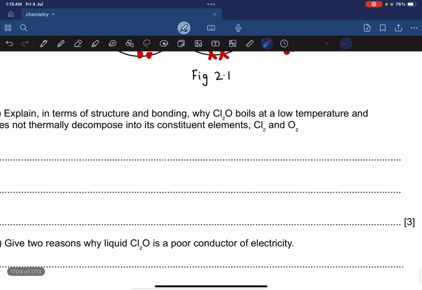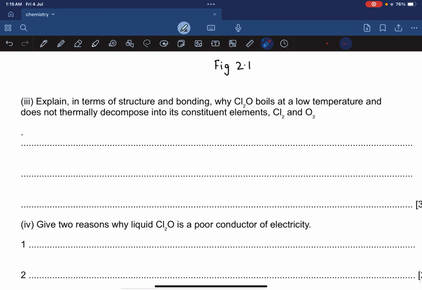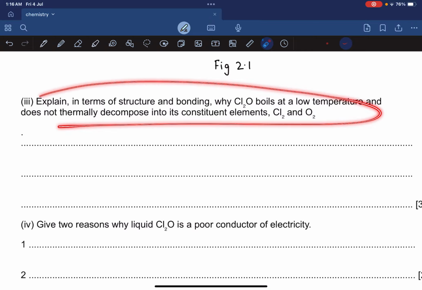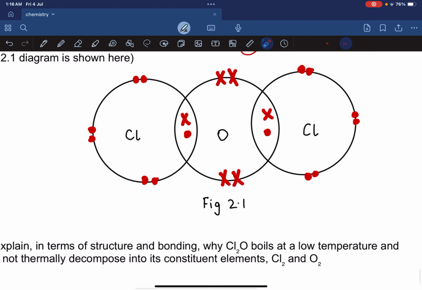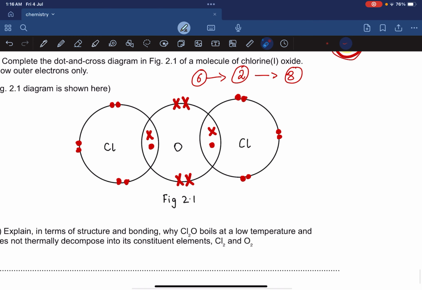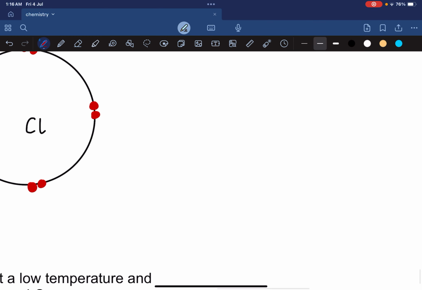So done with it. Moving on, explain in terms of structure and bonding why Cl2O boils at a lower temperature and does not thermally decompose into its constituent elements chlorine and oxygen. This is a very tricky question, but to attempt it, the concept of covalent bonding is very important. You had to realize what you are dealing with is something like this.